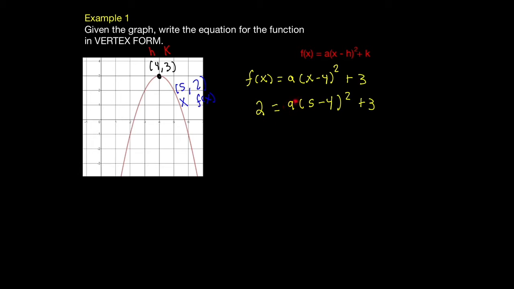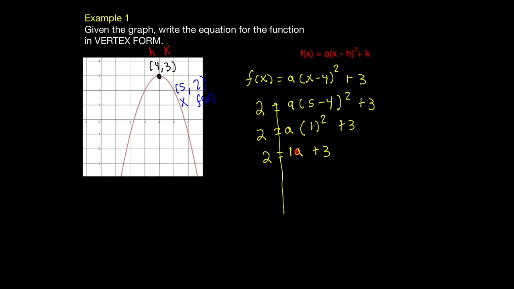I'm going to solve this equation for a. I'm going to begin by simplifying the right hand side, and I'm going to simplify what's inside of the parentheses. So here I get a, and then 5 minus 4, that's going to be 1. I have quantity squared plus 3. On the left hand side I still have a 2. Now I'm going to evaluate the exponent. So 1 raised to the second power, that's just 1 times 1, which is going to give me 1a plus 3.